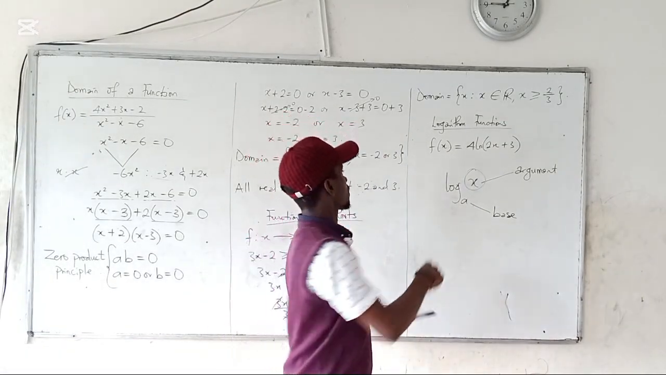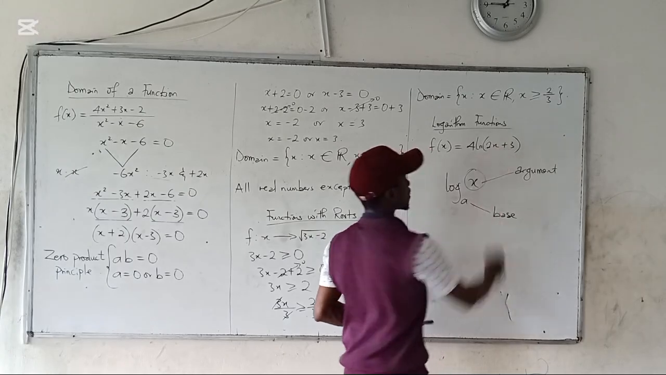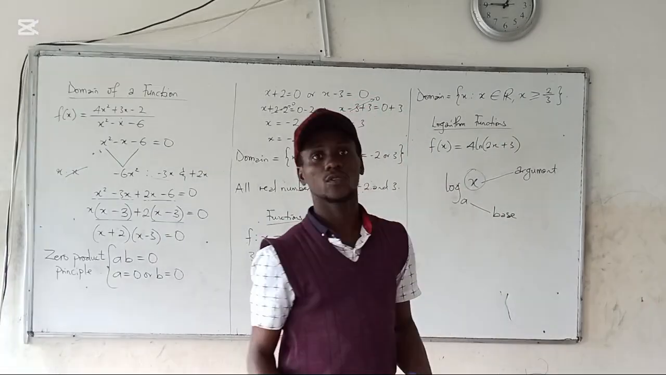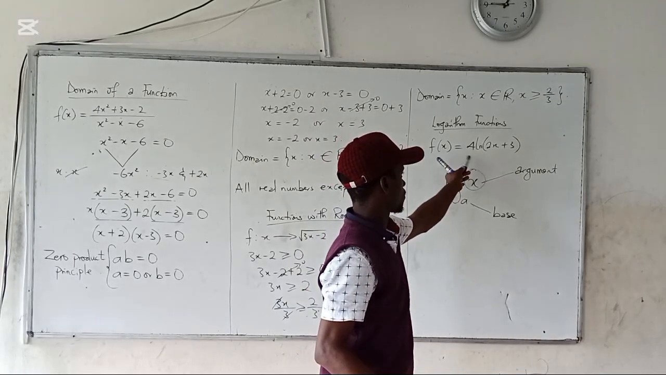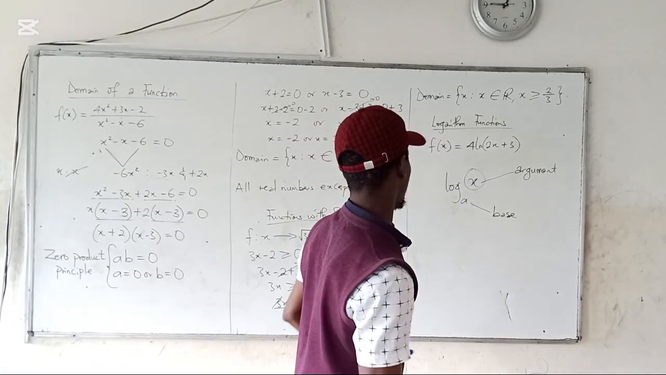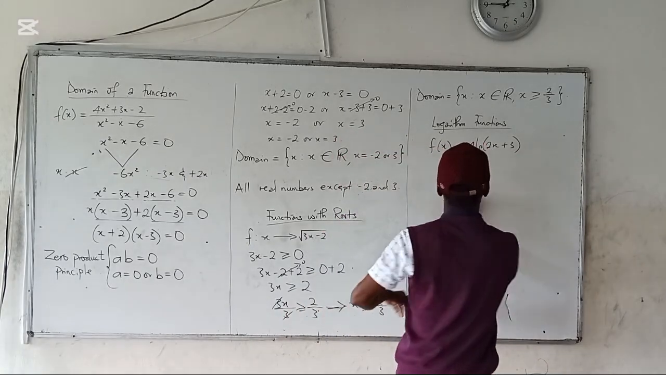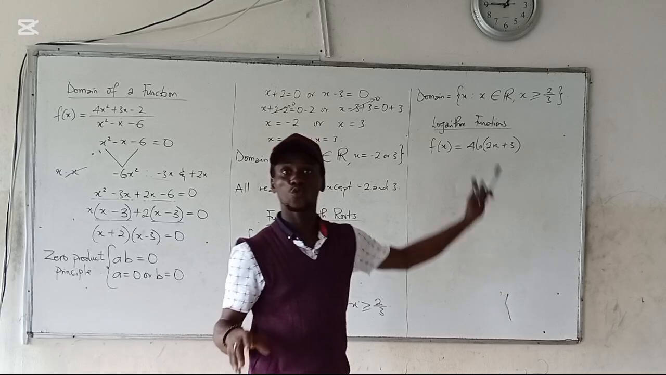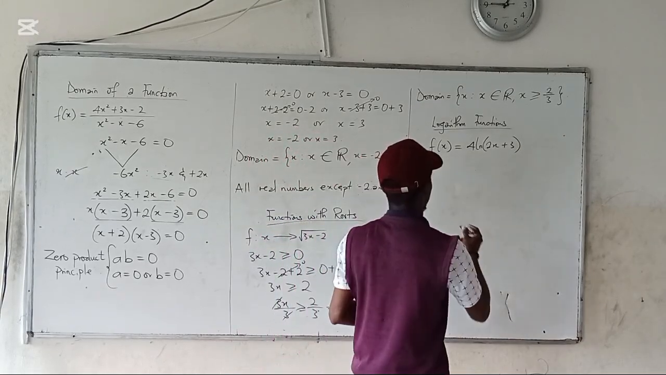So that knowledge can help us to find the domain of a logarithm function. In this case, the natural logarithm of 2x plus 3. If I'm to do this now, I want to find the domain of this function. So how do I do that?